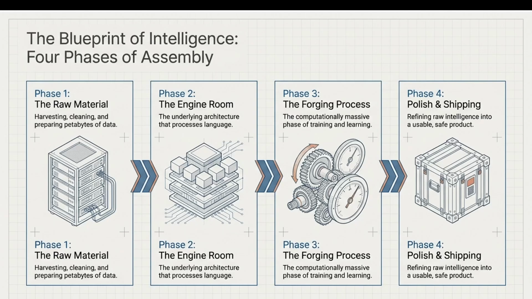And phase three, which is the forging process. This is a computationally heavy phase where the training happens. When it comes to training, it depends on the large language model, on the types of training methods which will be implemented. And phase four, where it will be refined.